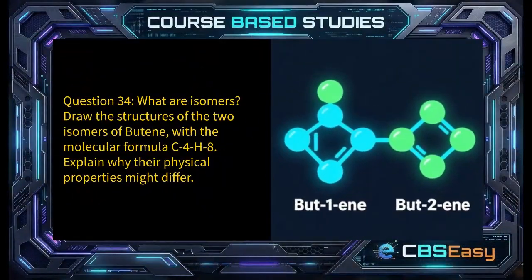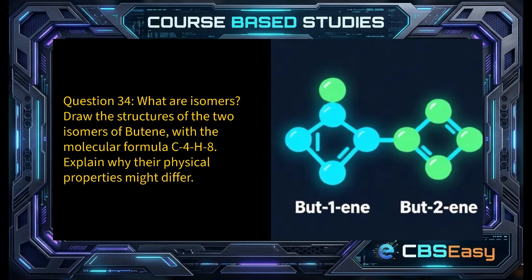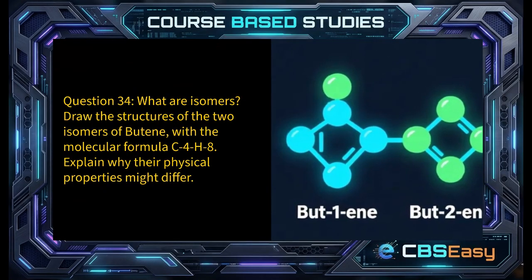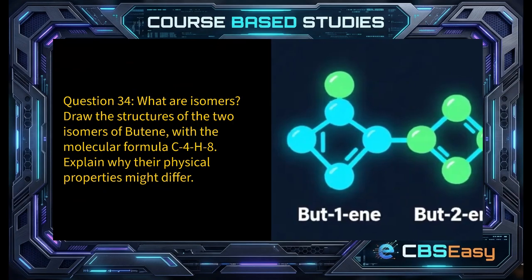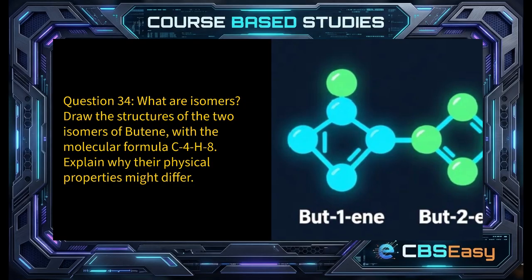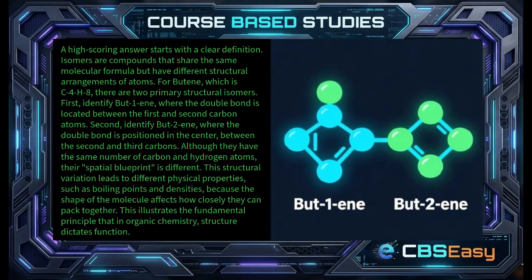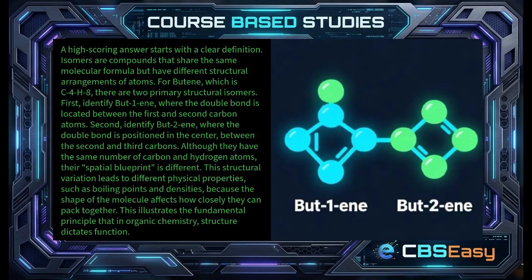Question 34. What are isomers? Draw the structures of the 2 isomers of butene with the molecular formula C4H8. Explain why their physical properties might differ. Answer. A high-scoring answer starts with a clear definition. Isomers are compounds that share the same molecular formula but have different structural arrangements of atoms.